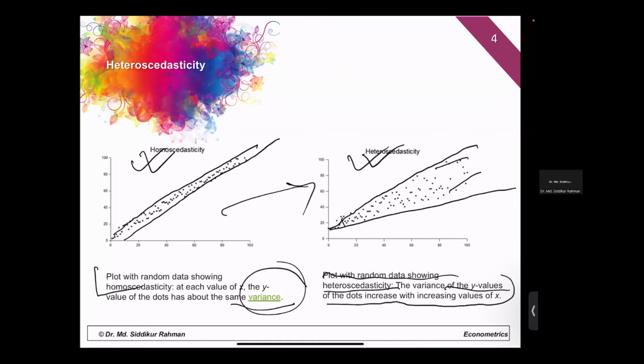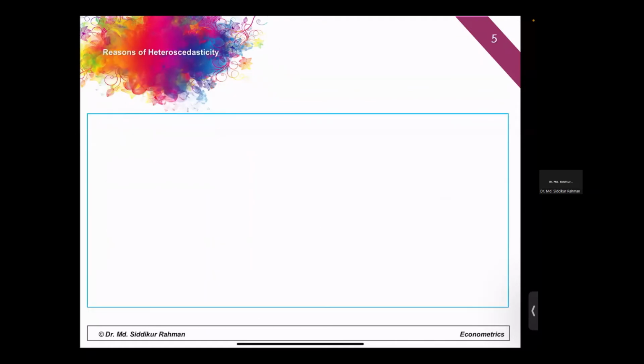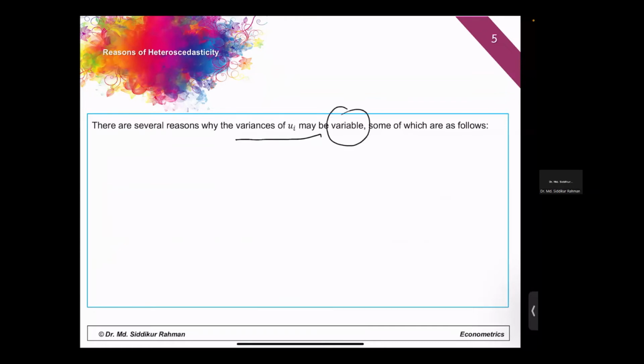Good, perfect. Then what about the reasons for heteroskedasticity? There are many reasons, I told you. There are many reasons why the variance of error may be variable. What do we mean by this sentence? Can you explain? The variance of error may be variable. Yes, here the value of the error will be changed.